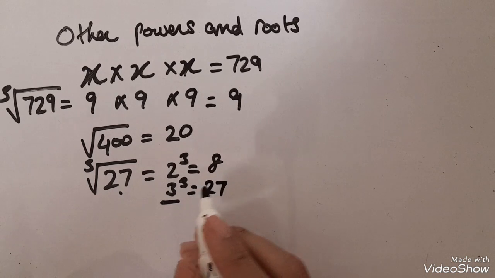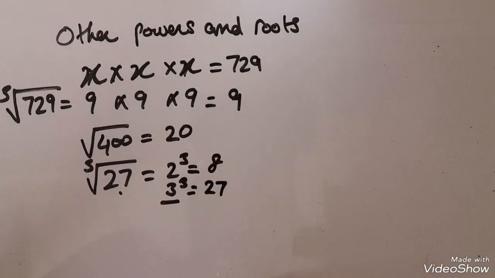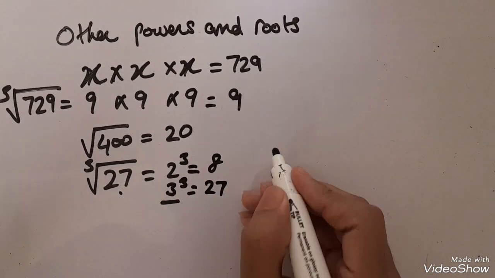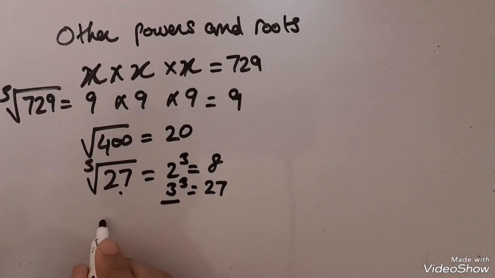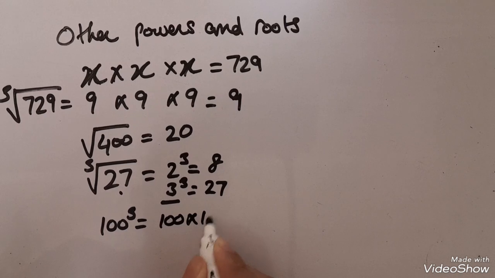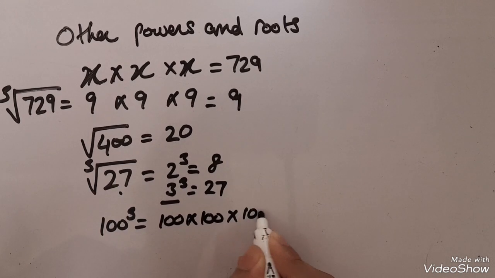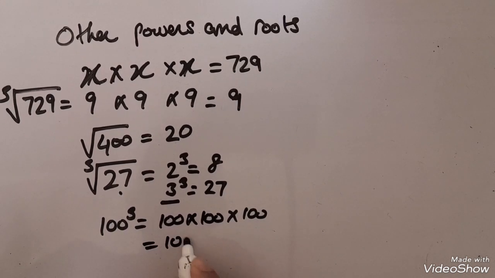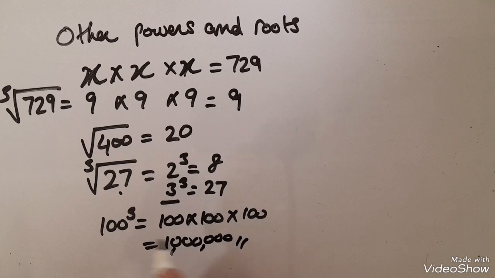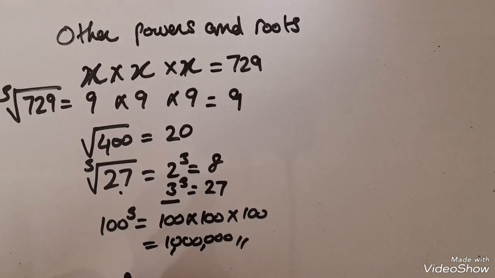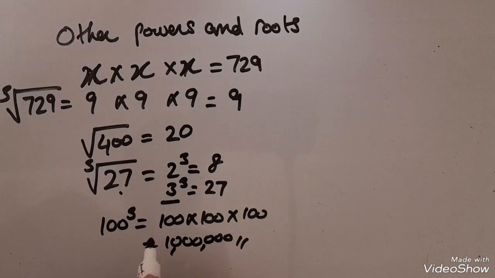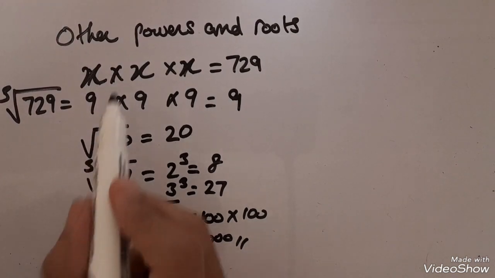Then another example will be, if we have 100 cubed. So 100 multiplied by 100 multiplied by 100, which will be 1 followed by 6 zeros. So it will be 1 million. So 100 cubed will be 1 million. And this is how we will calculate different types of powers and roots.